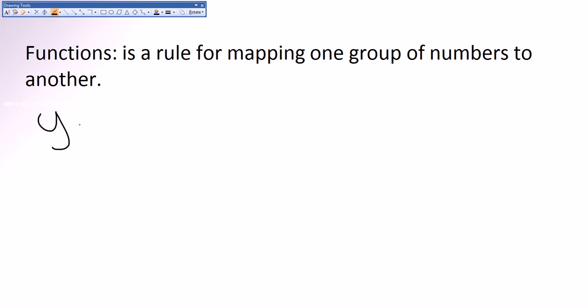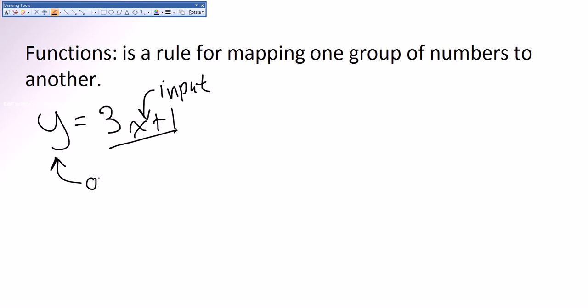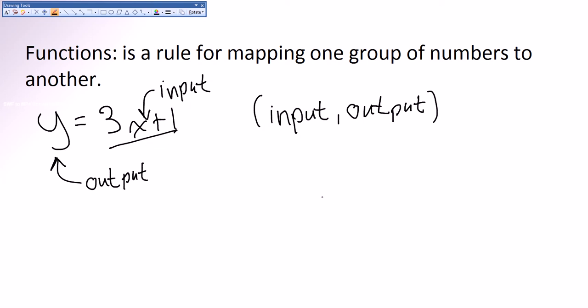So for instance, if I give you something like y is equal to 3x plus 1, this is considered a function. This part here, the 3x plus 1, is the rule, and our x value is considered our input. Our y value is considered our output. And normally what we do for a function is write them in an ordered pair: input, comma, output.